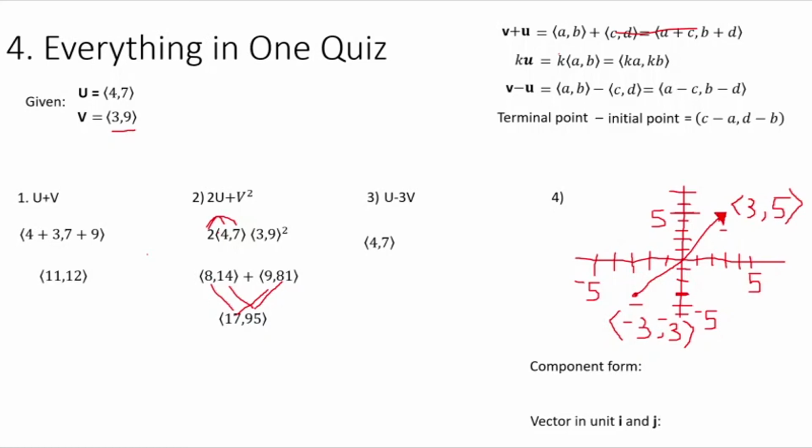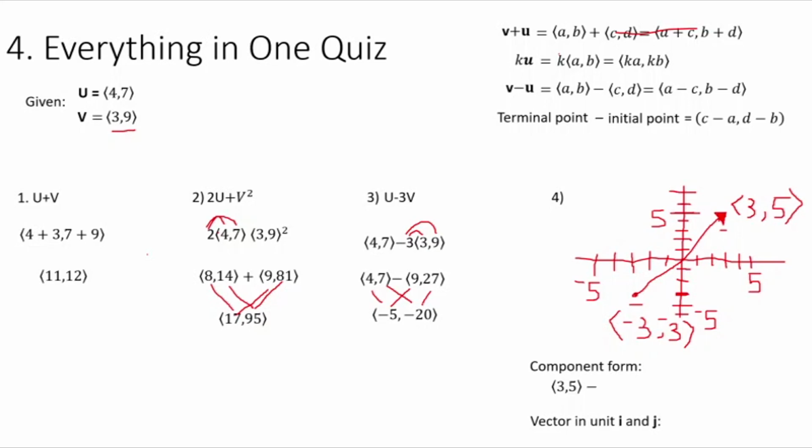For number 3, you have u minus 3v, which is 4, 7 minus 3 times 3, 9. You would distribute the 3 here, which gives you the 9, and this gives you the 27. So 4 minus 9 gives you negative 5, and then 7 minus 27 will give you negative 20.